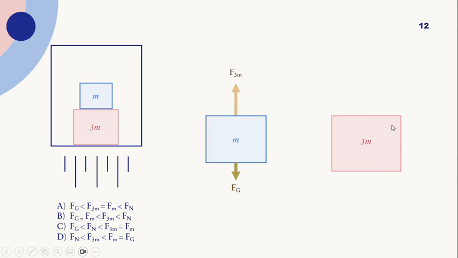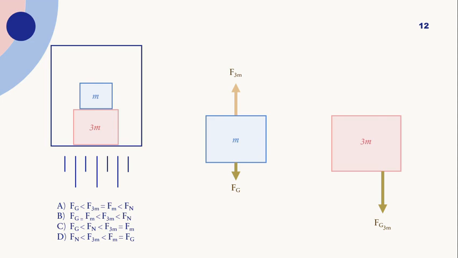Now let's do the box of mass 3m. It has a gravitational force acting on it that is 3 times greater than the one acting on this box, because its mass is 3 times greater. It also has another downward force acting on it, which is the force that this box applies to it, F sub m.